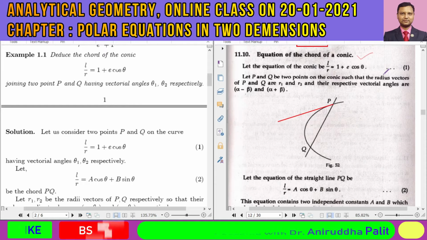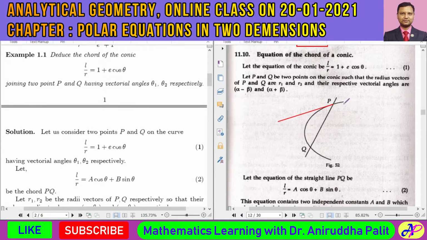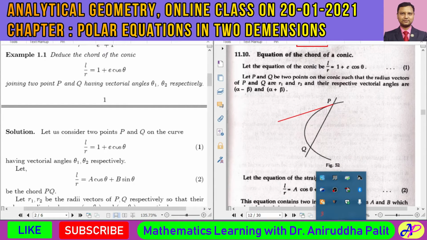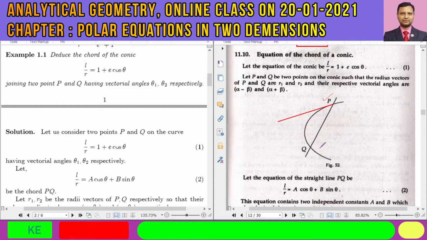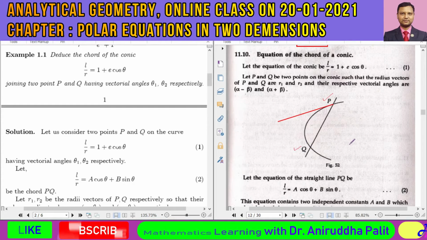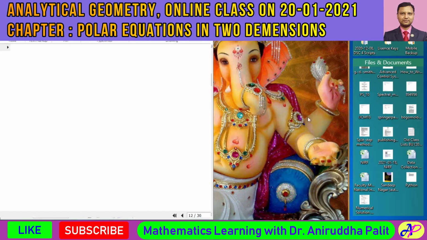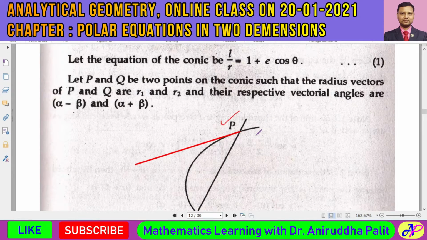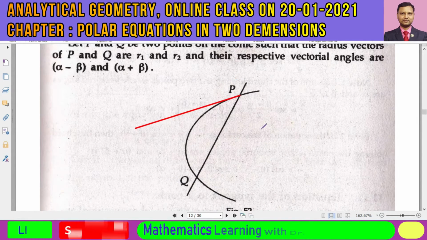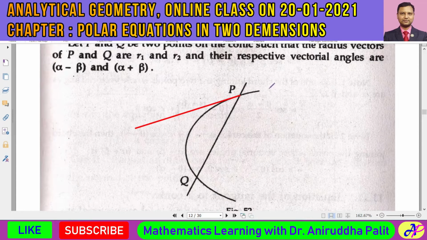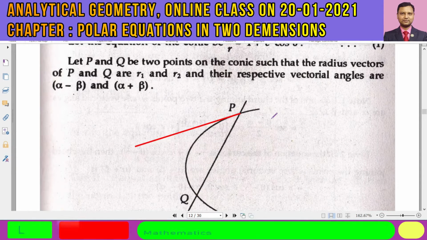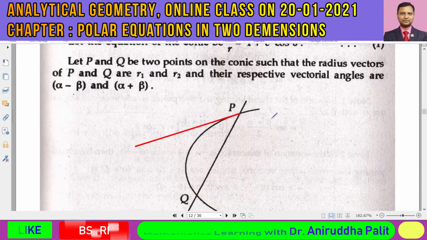Over here we shall consider a conic, this kind of conic. And on this conic we consider 2 points, one is this point P, another is the point Q. Let me magnify this first. If we join these 2 points P and Q, then the straight line joining P and Q becomes the chord of the conic. And we want to compute the equation of the chord PQ.